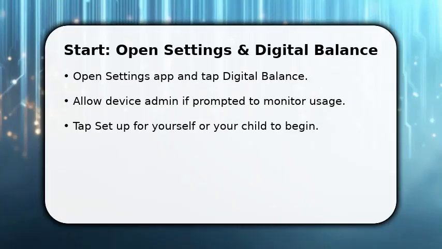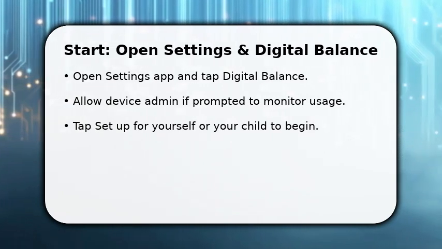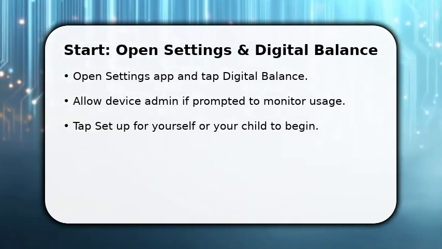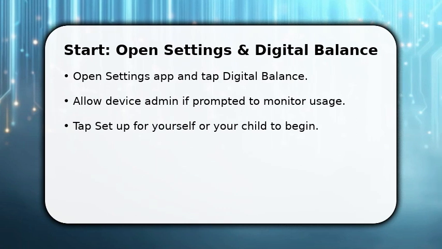Please enjoy the video. You begin by opening Settings and going straight to Digital Balance. This is where Huawei centralizes screen time. You allow the permission prompts so the phone can track app use. Without that data, limits won't work.